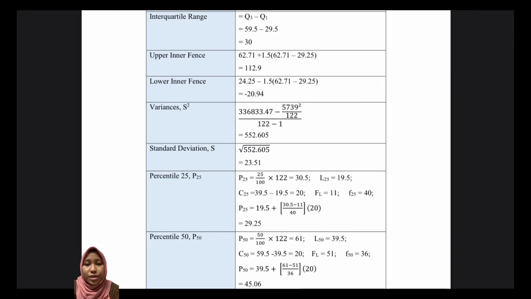For the interquartile range, we got 30, and the upper inner fence is equal to 112.9 while the lower inner fence is equal to negative 20.94. We got the variance is equal to 552.605 while the standard deviation is equal to 23.51. The percentile 25 is equal to 29.25 and the percentile 50 is equal to 45.06.